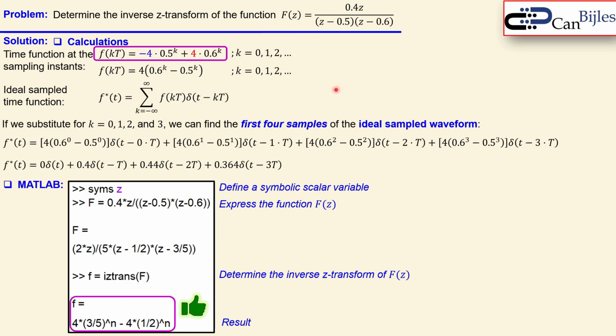Alright, this was our first example considering the inverse z transform of a function. We have calculated the time function at the sampling instance, and also how we can calculate several samples for this ideal sampled waveform, and also checked that using the MATLAB command window.